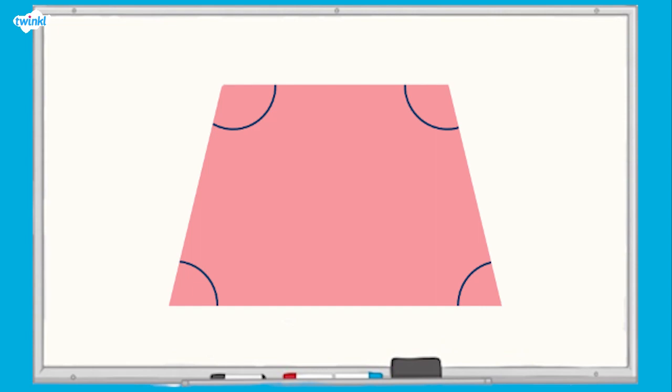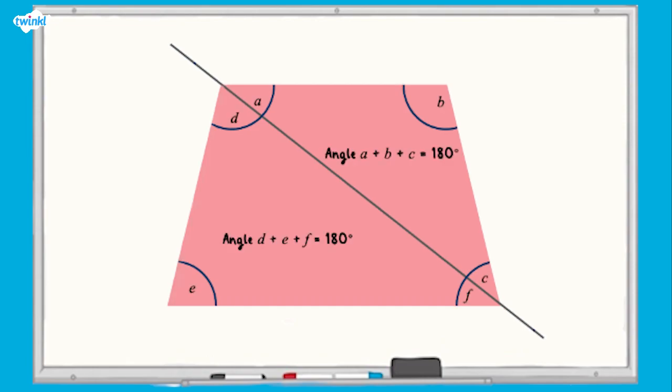We can use what we've learned about the internal angles in a triangle to help us with this. First, let's divide the quadrilateral into triangles, like this. As you can see, we've divided the quadrilateral into 2 triangles. The interior angles in a triangle are equal to 180 degrees. There are 2 triangles inside this quadrilateral.